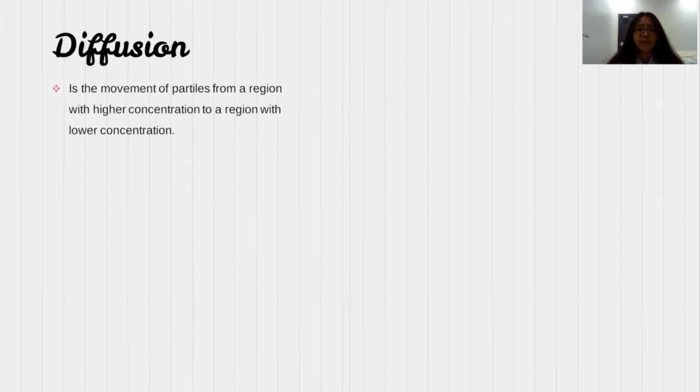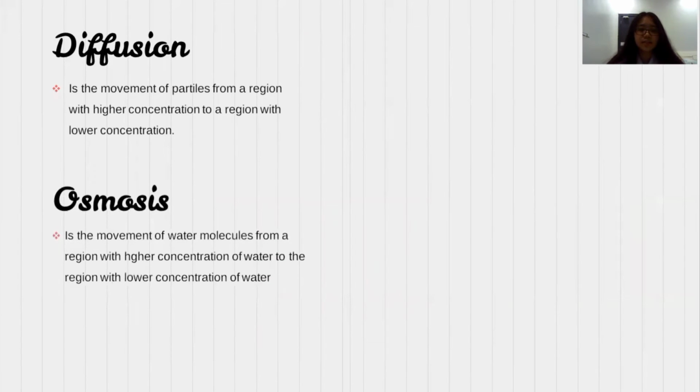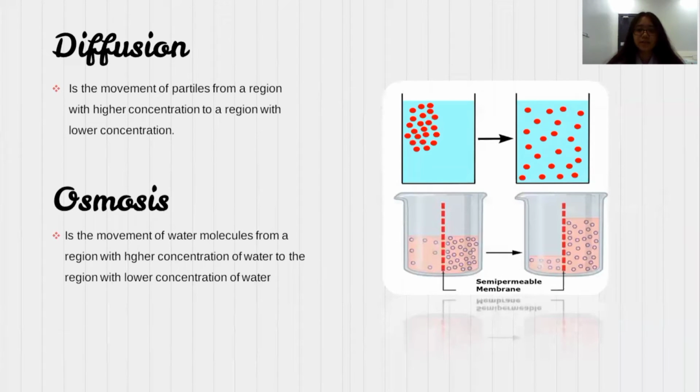Diffusion. Diffusion is the movement of particles from a region with higher concentration to a region with lower concentration. Osmosis. Osmosis is the movement of water molecules from a region with higher concentration of water to the region with lower concentration of water. Here are the examples of diffusion and osmosis.